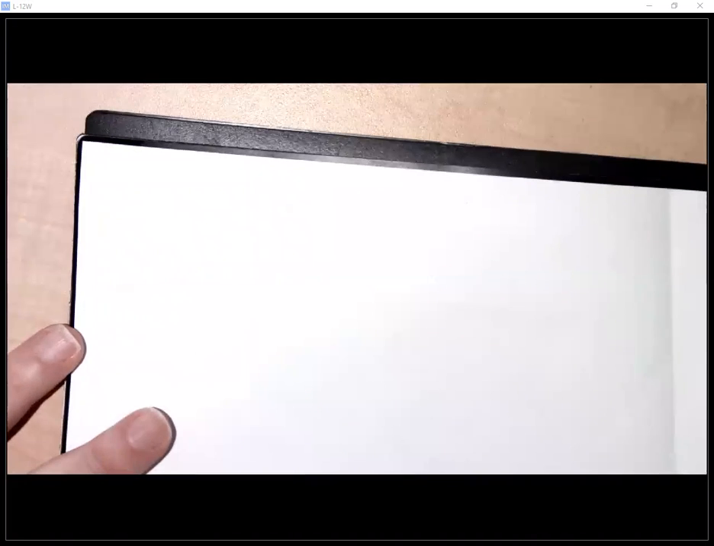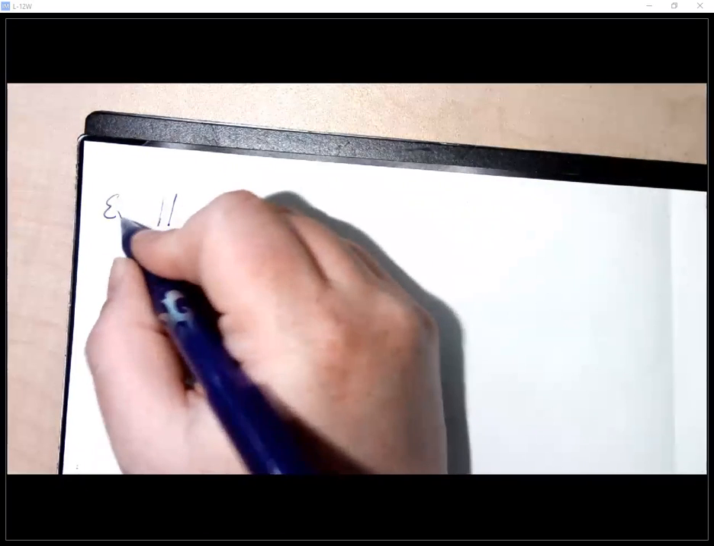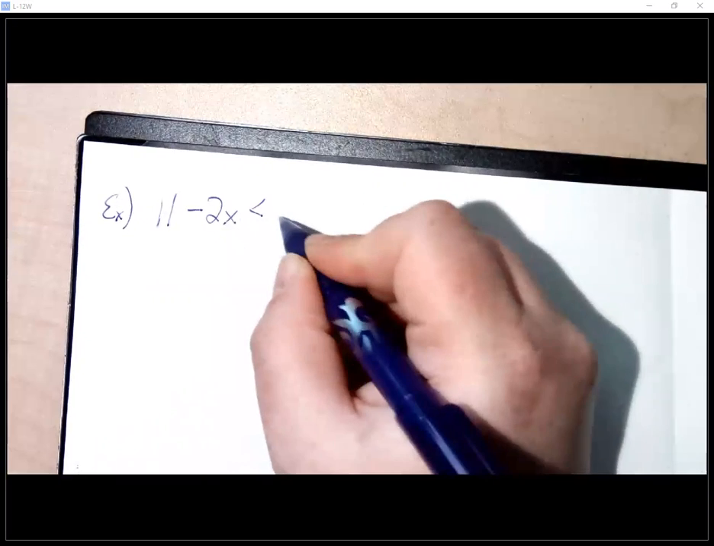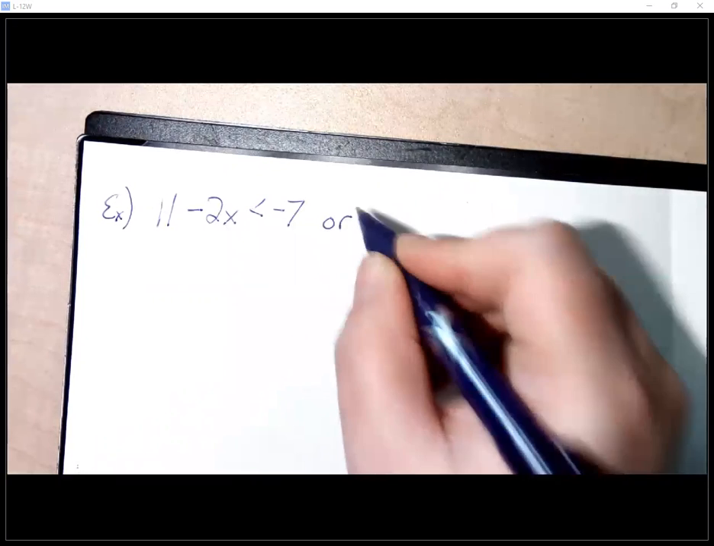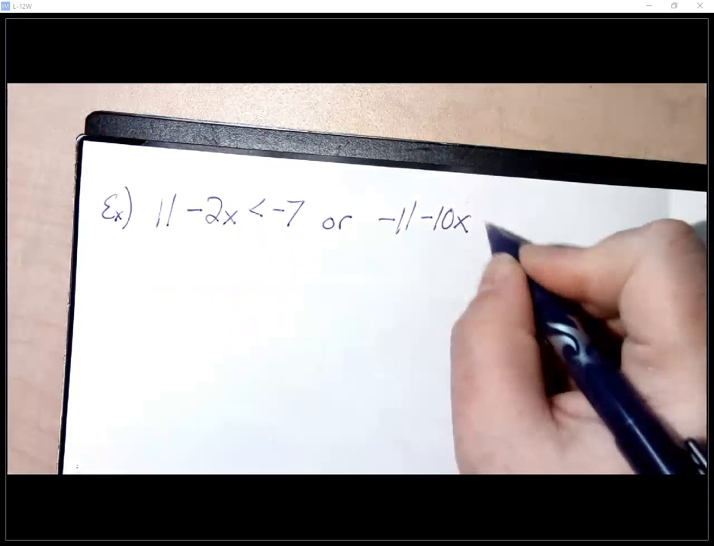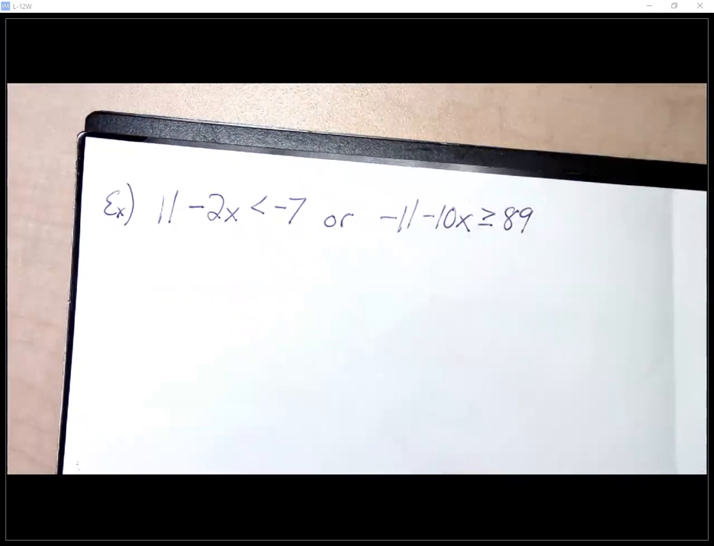Okay, so I'm actually going to steal one from the worksheet you're going to do in a minute. So that'll be one less you'll have to do. This one has 11 minus 2x is less than -7, or -11 minus 10x is greater than or equal to 89. All right, everybody try this one. Again, you're just going to go one at a time. Just solve each one separately.